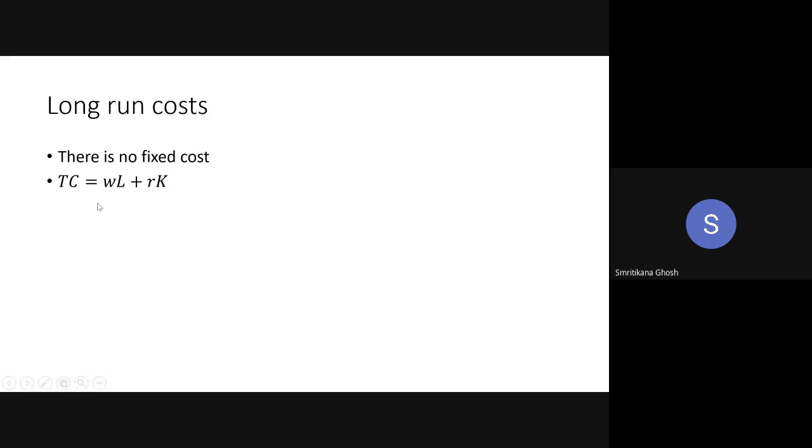Initially, in the short run, if you can remember, your total cost is W into L plus R into K, which was a fixed cost. But now this is also a part of your variable cost. So total variable cost is the total cost in the long run. That is the thing. So this is your long run.